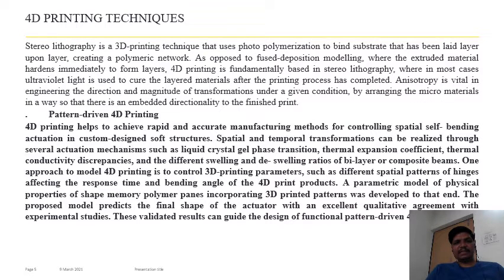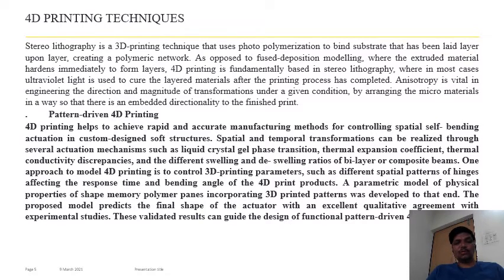Then 4D printing techniques. There are different techniques used in 4D printing. 4D printing helps to achieve a rapid and accurate manufacturing method for controlling spatial self-bending actuation in custom designed soft structures. Spatial and temporal transformations can be realized through several actuation mechanisms such as liquid crystal, gel phase transition, thermal expansion coefficient, thermal conductivity discrepancies, and their different swelling and deswelling ratios of bilayer in composite beams.